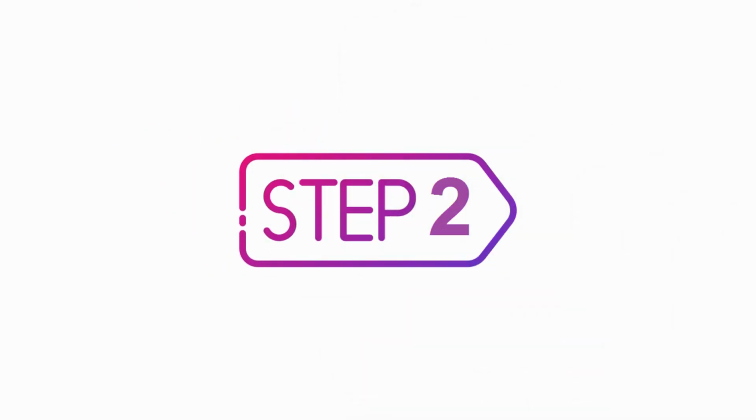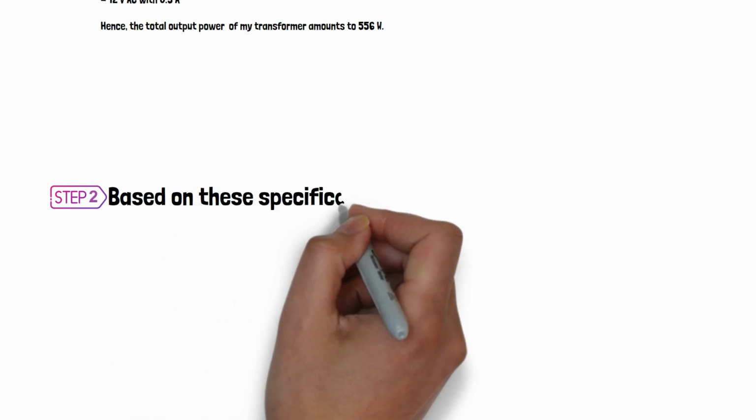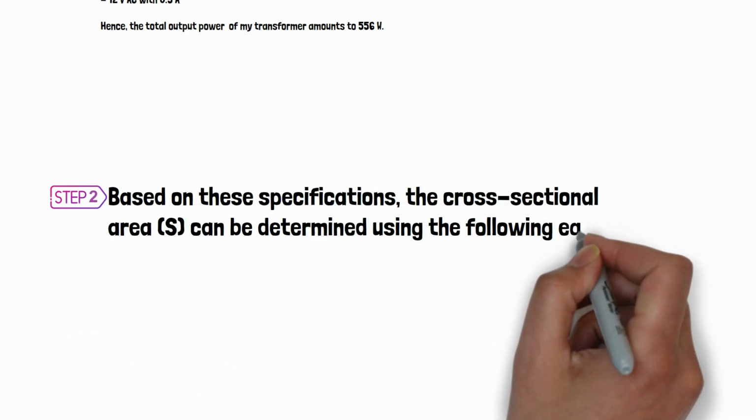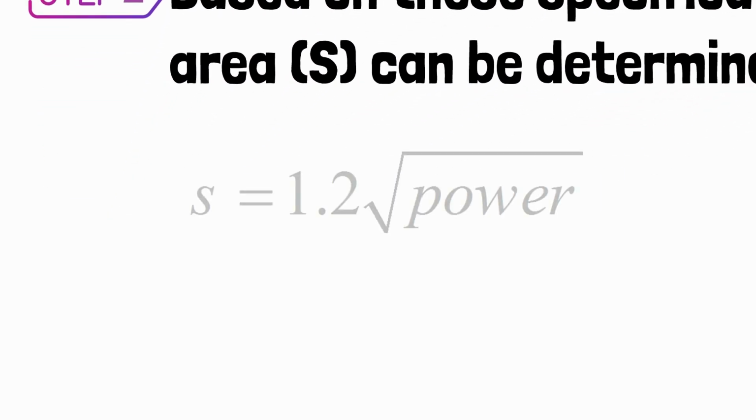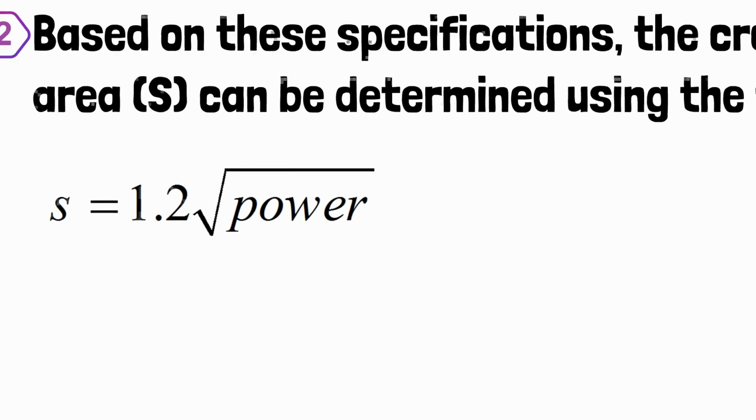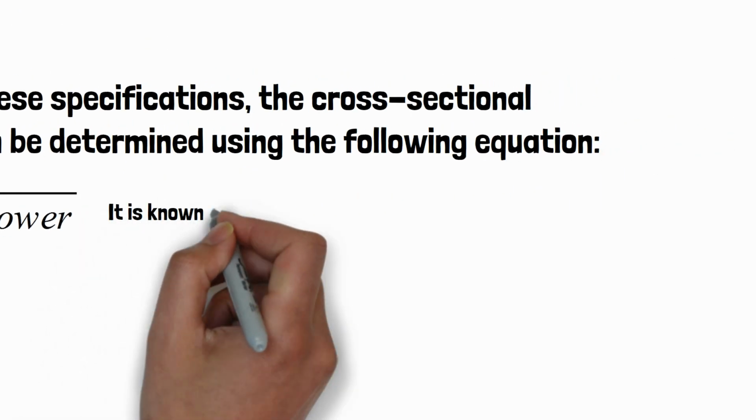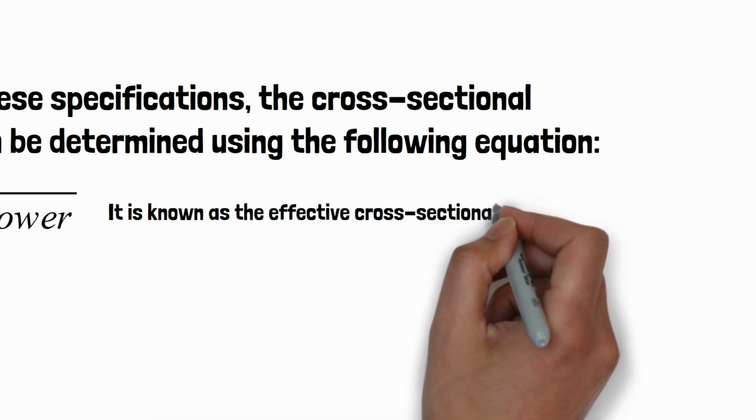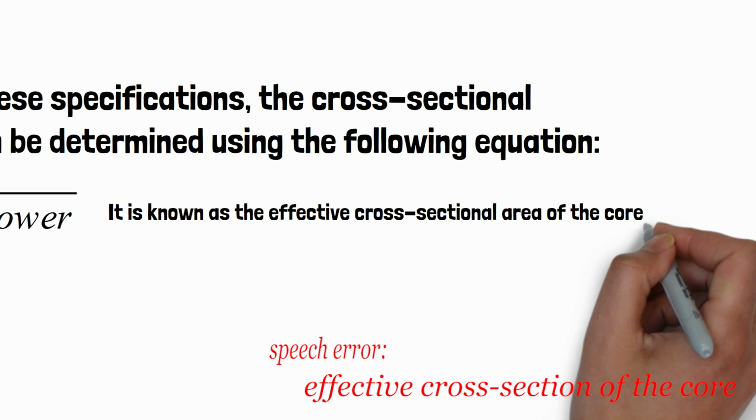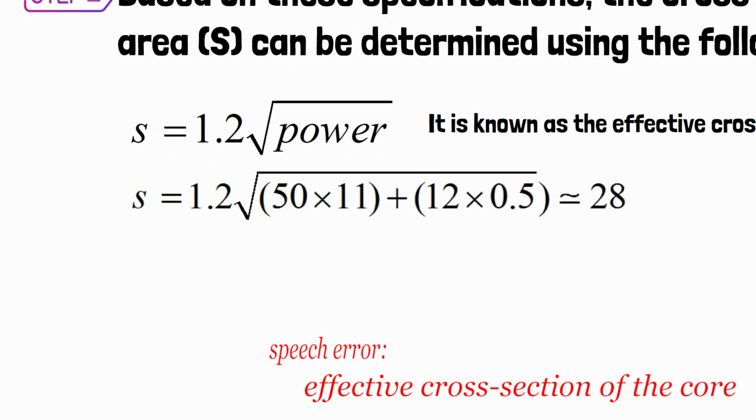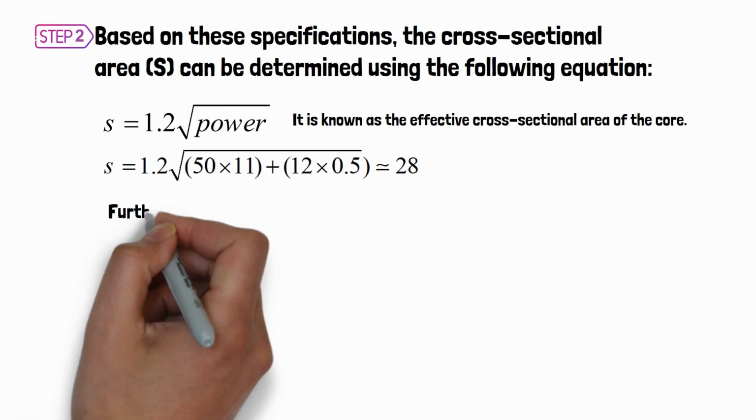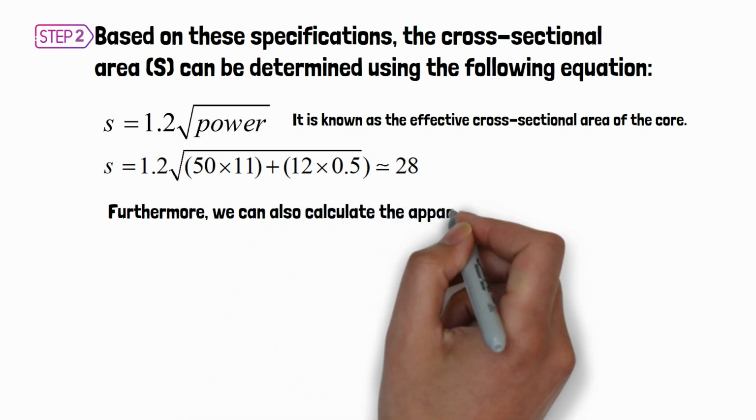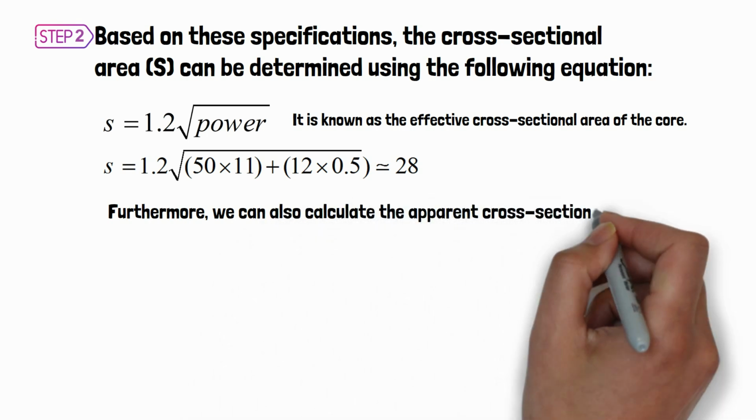Step 2. After declaring the power of the transformer, now we can calculate the cross-section area of the transformer. We call it S, and S equals 1.2 times the square root of power, and it should be noted that S is the effective cross-section of the transformer. Also, we can calculate the apparent cross-section area of the core with a simple formula as mentioned below.